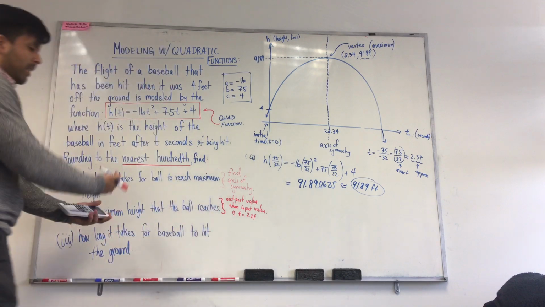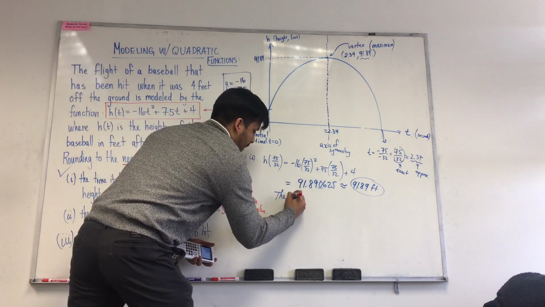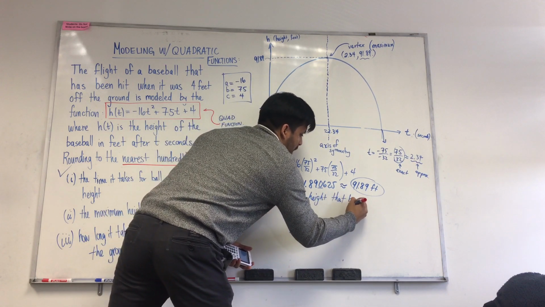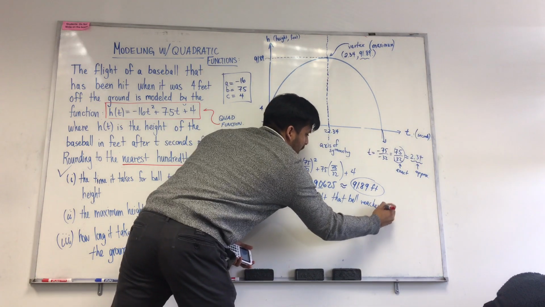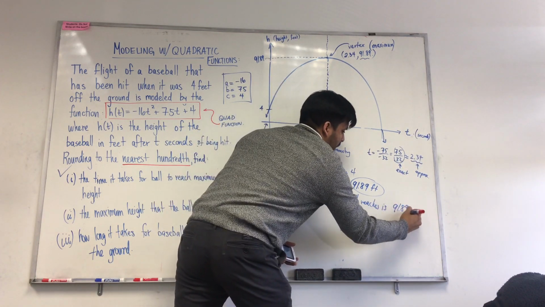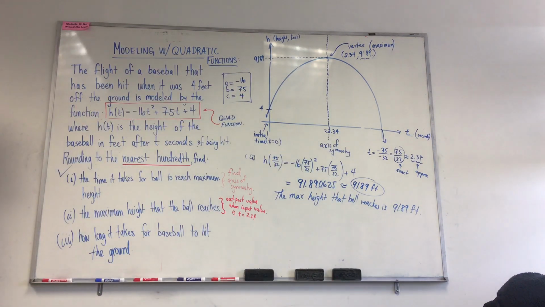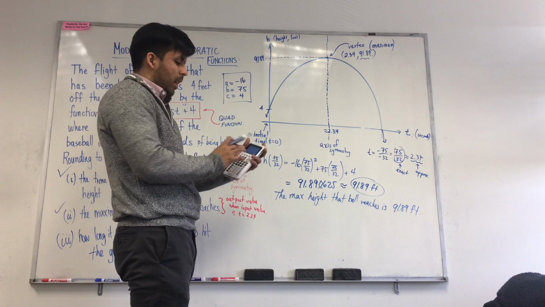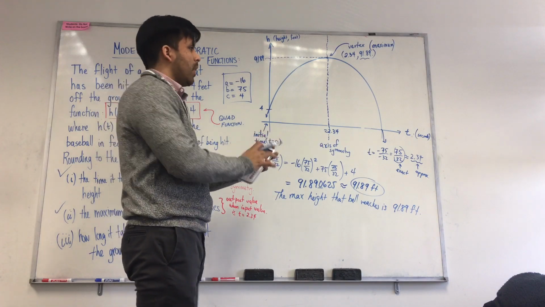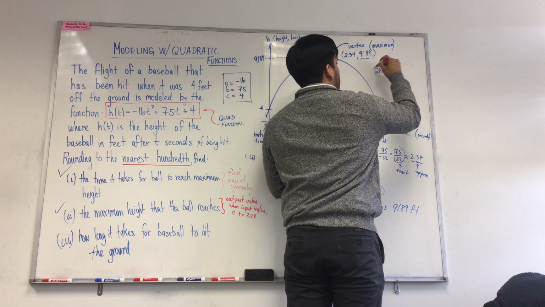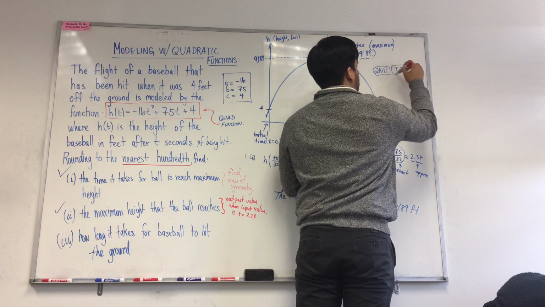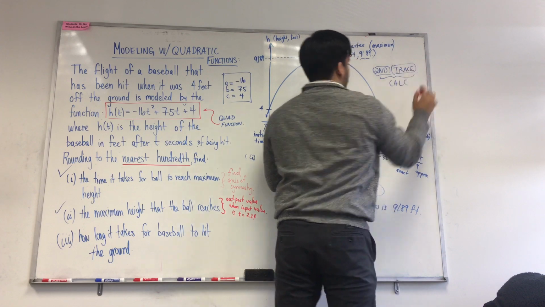So we would say the max height that the ball reaches is 91.89 feet. So we did part II as well. And we can also do this in our calculators by using the same second trace, which is the calc function. This is a very useful tool, second trace, which is the same thing as saying calc on your TI-84.